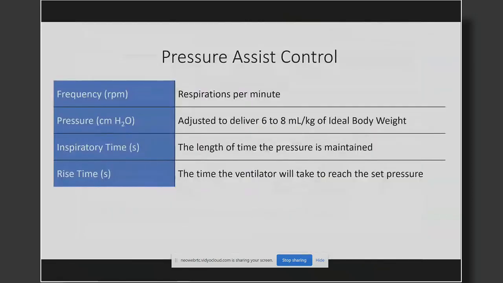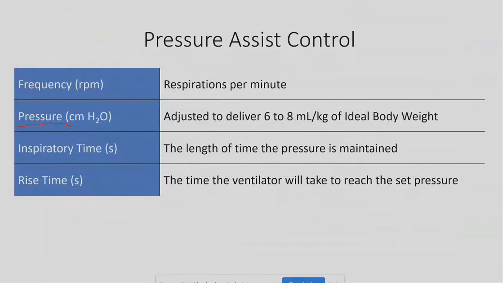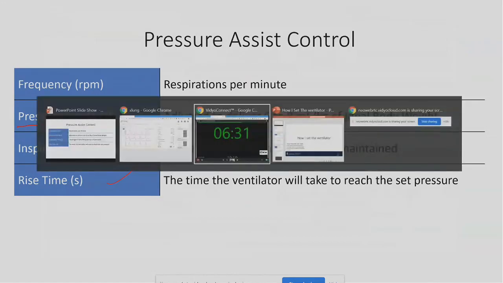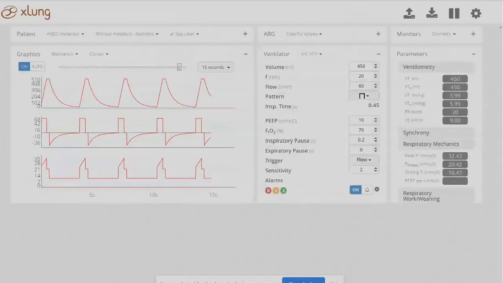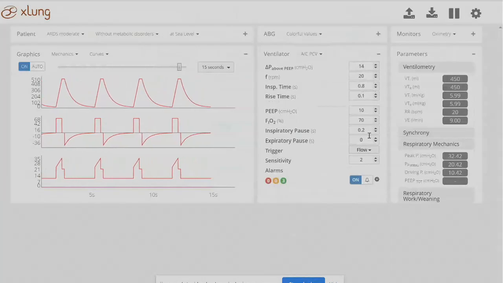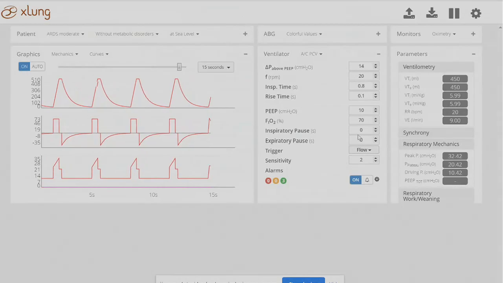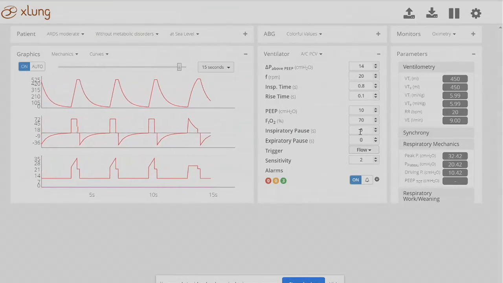So, pressure assist control. I won't go too much into the mode settings themselves. This was already covered, but again, you would adjust your pressure based on tidal volume. Your inspiratory time is simply the length of time that pressure is maintained, and the rise time is just how quickly the ventilator reaches this pressure. So let's take a look over at the simulator again and switch the patient to pressure assist control. I will take away the pause. As I mentioned, ventilators do not have an inspiratory pause option for pressure assist control.